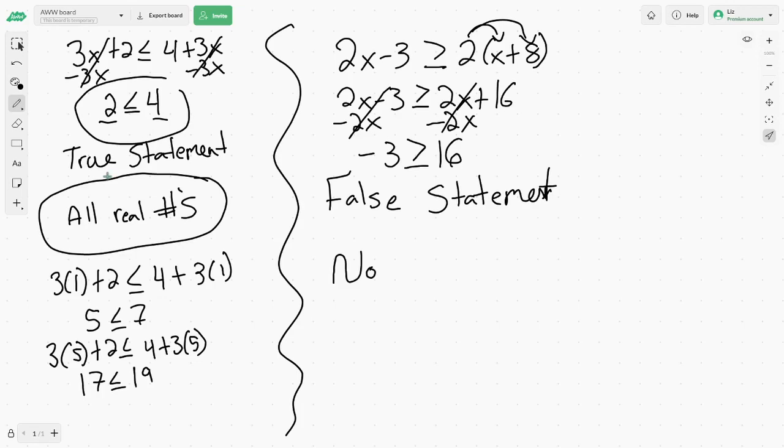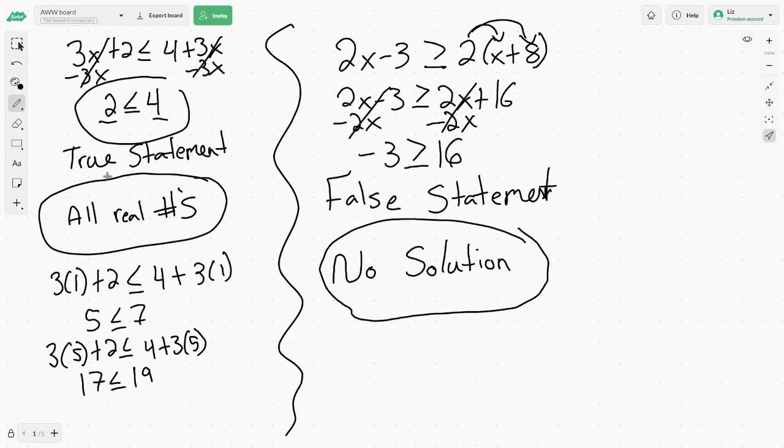no solution. There is no solution. This is a false statement. All right, so if you get two numbers, you've eliminated your variables, and it makes a false statement, then there is no solution.